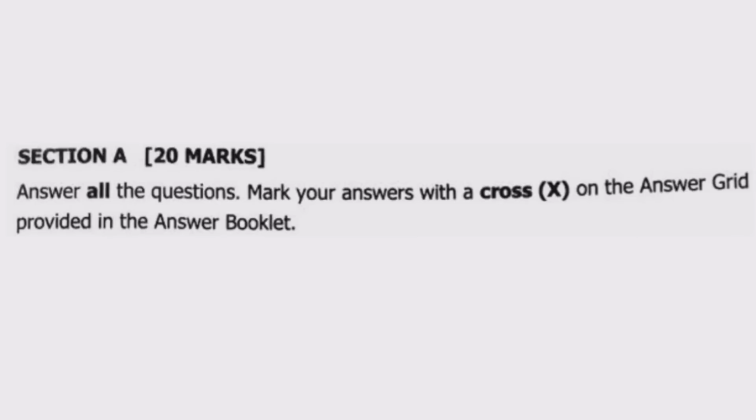Let's go to Section A. Section A has 20 marks and 20 questions. The instructions are as follows. Answer all the questions. Mark your answers with a cross on the answer grid provided in the answer booklet. This has been a song in every video; when we start solving a paper, we always mention this. Your answers should be in the answer booklet. There will be provisions for Section A, Section B, and Section C. Just use those provisions to answer your questions.